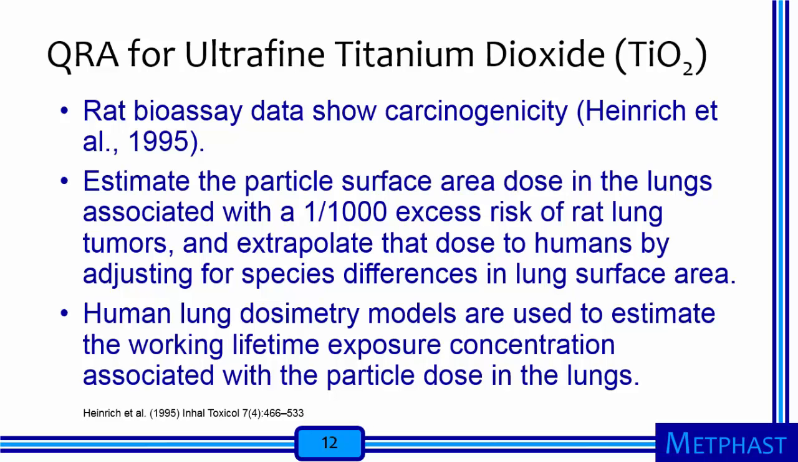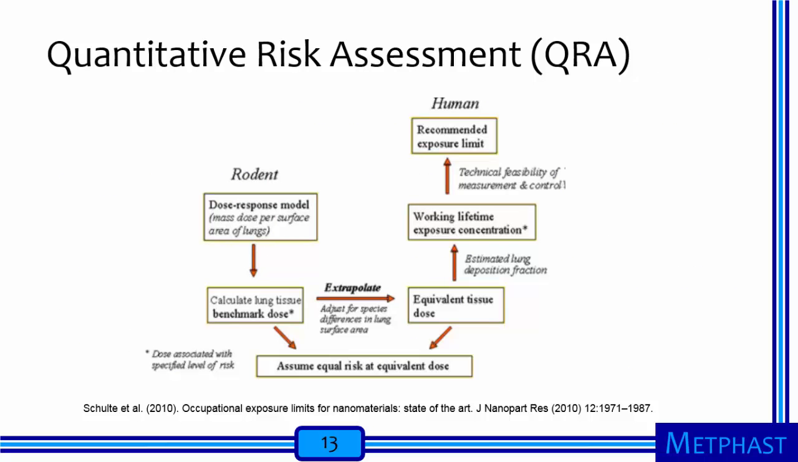Now, going back to slide 12, we see that for ultrafine titanium dioxide, rat bioassay data show carcinogenicity, as shown by the study by Heinrich et al. in 1995. This can then be used to estimate the particle surface area dose in the lungs associated with a 1 in 1,000 excess risk of rat lung tumors. And we can extrapolate that dose to humans by adjusting for species differences in lung surface area. Human lung dosimetry models are then used to estimate the working lifetime exposure concentration associated with the particle dose in the lungs, as shown in this slide, again on slide 13.